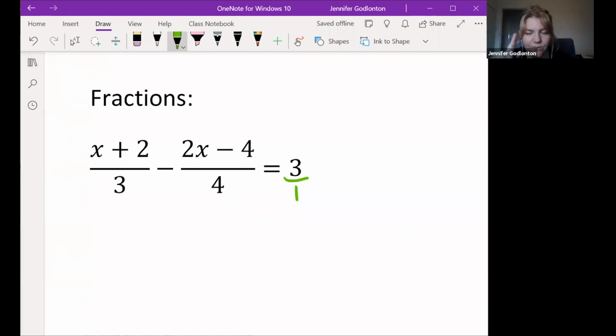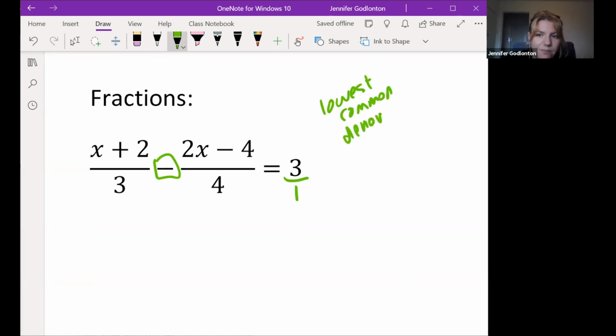That's the first rule. Second rule is when we're dealing with these pluses and minuses with fractions, we need to find a lowest common denominator. And when we have a lowest common denominator with a fraction equation, only with a fraction equation, we're allowed to drop the denominator.